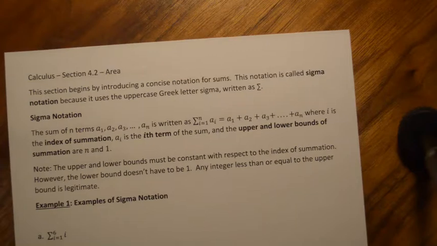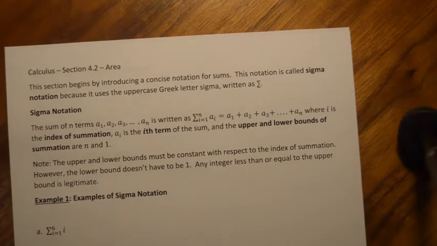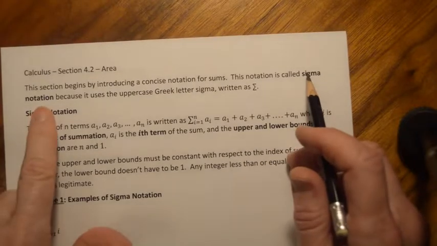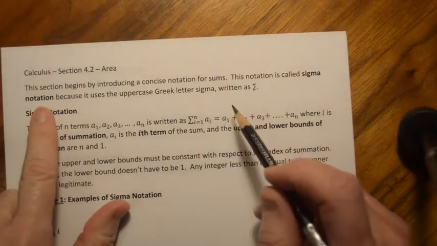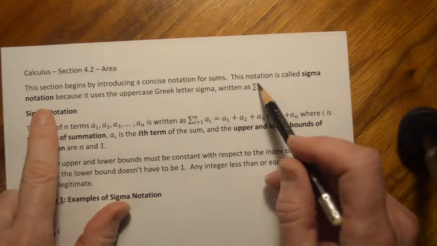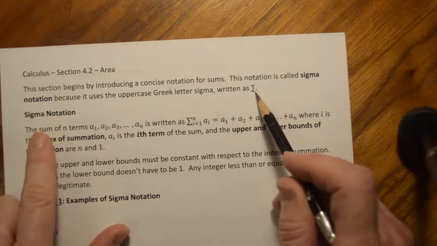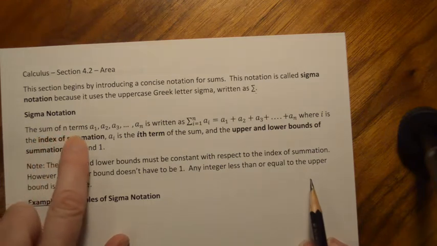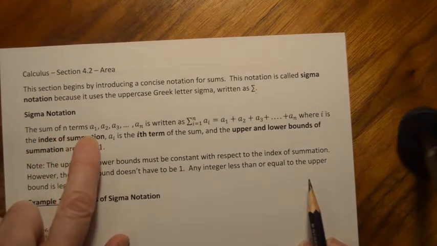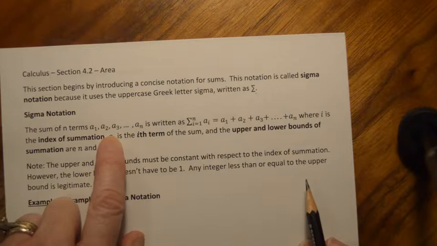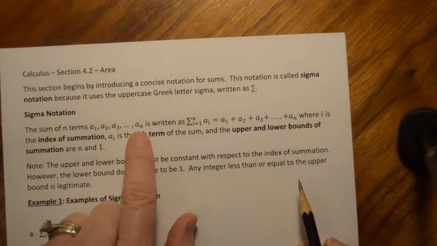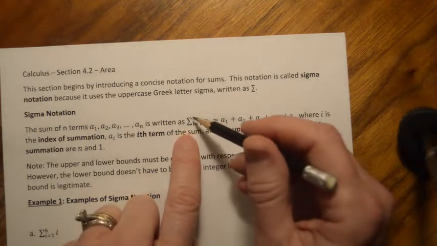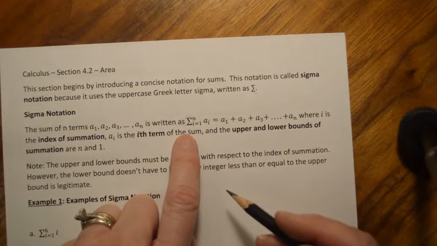So again, this section begins by introducing a concise notation for sums. The notation is called sigma notation because it uses the uppercase Greek letter sigma, and it's written like this right here, right? And in sigma notation, the sum of the n terms a sub 1, a sub 2, a sub 3, a sub 4, etc., all the way up to a sub n is written as this. Again, this notation is called sigma.